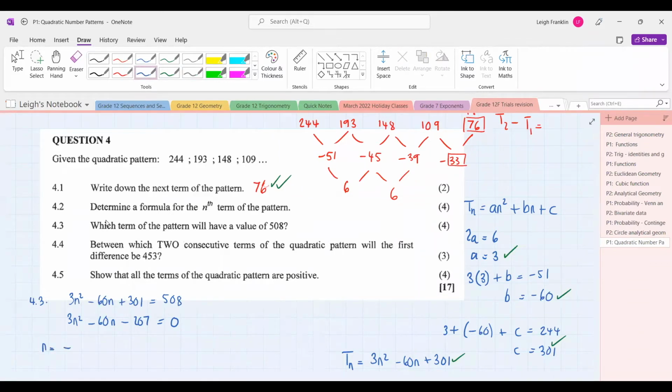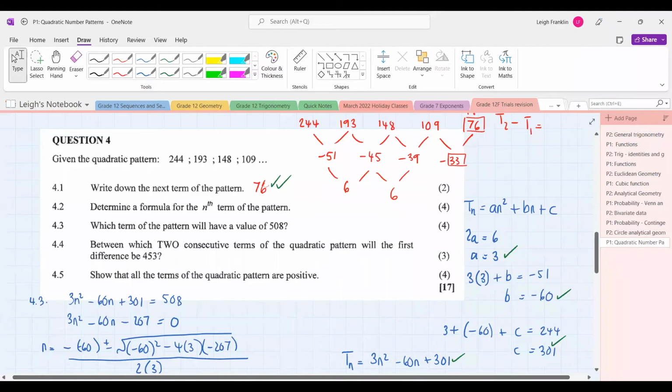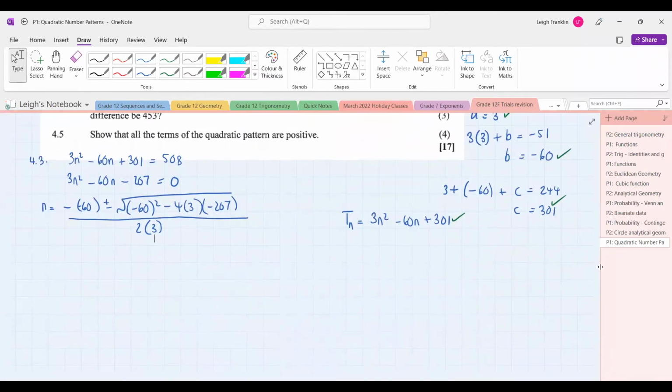So n equals negative b, sorry, it's -60, plus or minus, and then b squared would be -60 squared minus 4 times a, which is 3, and c is -207. And all of that needs to be over 2a. So we would end up with that. Okay. All right, nice. So now that we've got as far as this, we can put that into our calculators. I'm just going to move this down a little bit, and then we can work out what the values of n are. So please do share them with Neliswa and I. What are you getting?